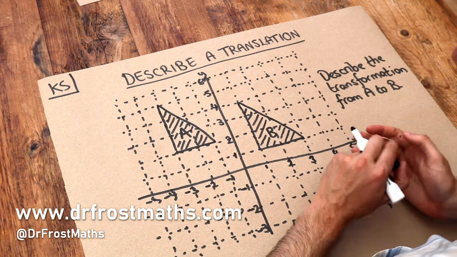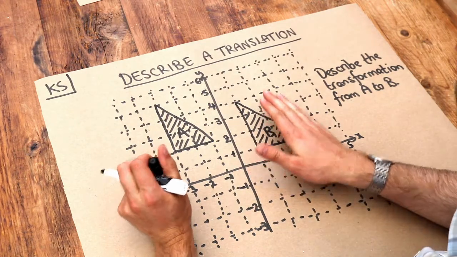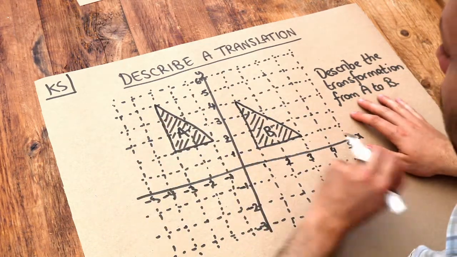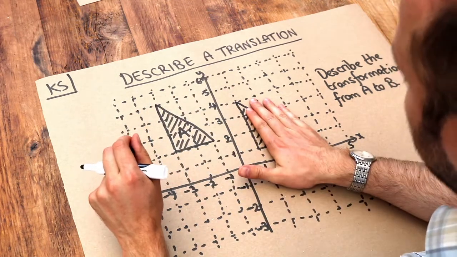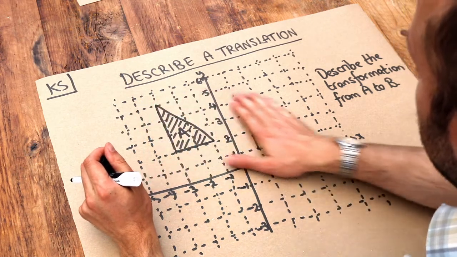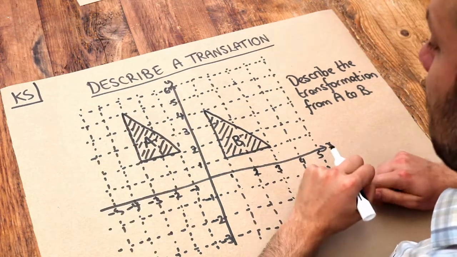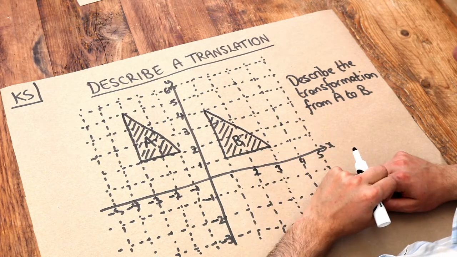Now a translation is just when the shape shifts from one place to another, but it doesn't rotate, it doesn't get bigger or smaller, it doesn't reflect. It just stays the same way up, in the same shape and the same size, but just moves from one part of the axis to another. And the way we describe it is looking at what it's moved by horizontally and vertically.